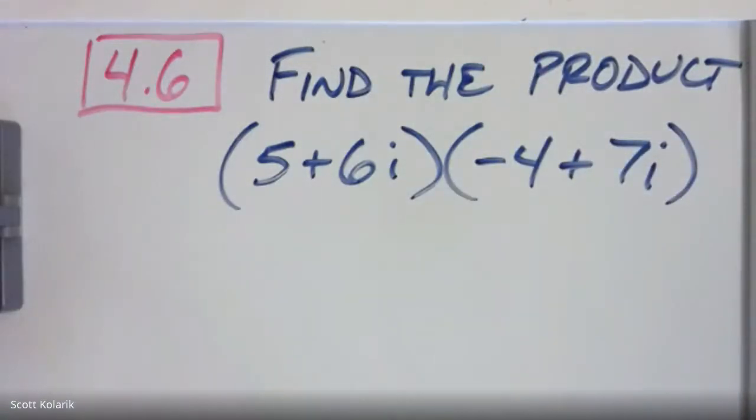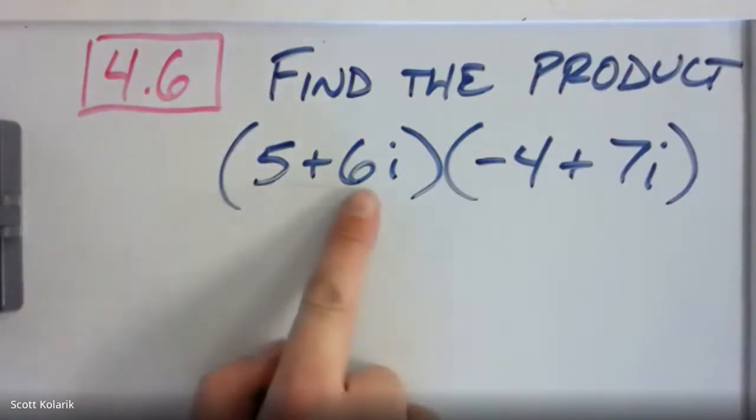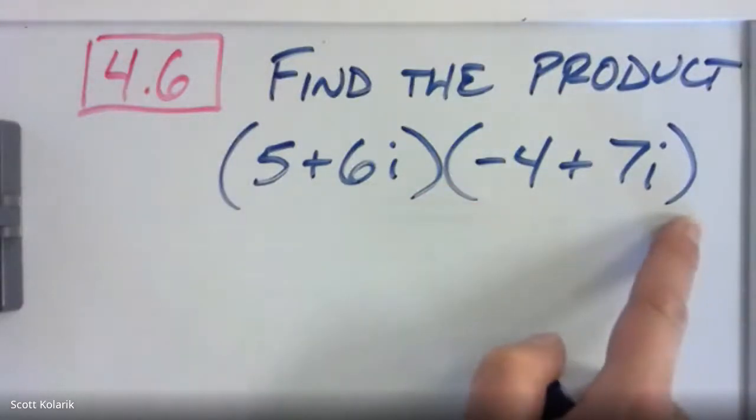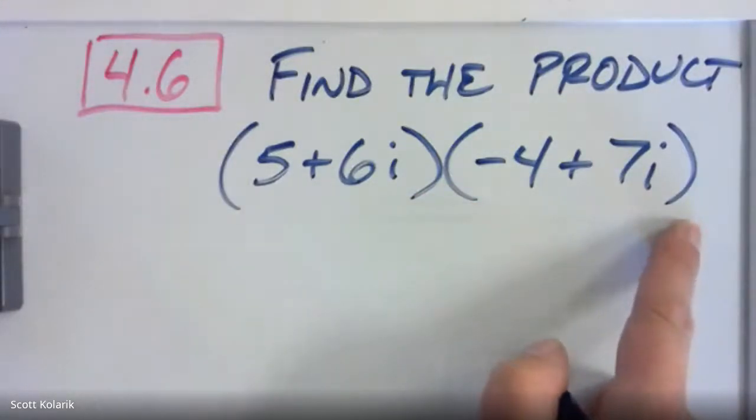And for all intents and purposes, the strategy that we're going to use here is not going to be very different from what happened in Chapter 2 when I was multiplying polynomials. I'm still going to be taking each of these objects in this first parentheses and multiplying them throughout, or distributing through, the next parentheses. That's still going to happen.